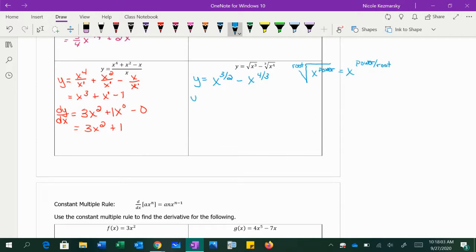Now I'm going to take the derivative, and a lot of people forget to do this because they're excited that they rewrote it, and they forget that they still have to take the derivative. So that's going to give me 3/2 x to the 1/2, because 3/2 minus 2/2 is 1/2. Then we're going to do minus 4/3, and we're going to have x to the 4/3 minus 3/3 is 1/3. And there's my derivative.